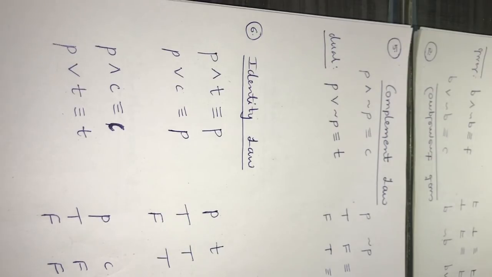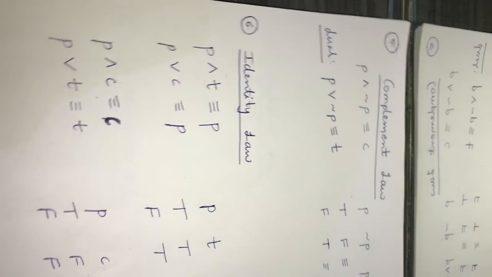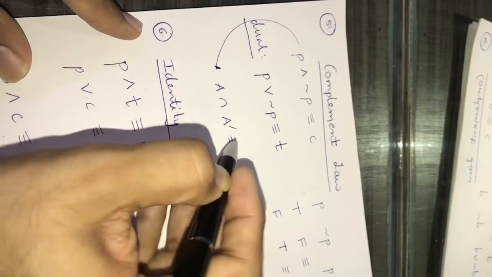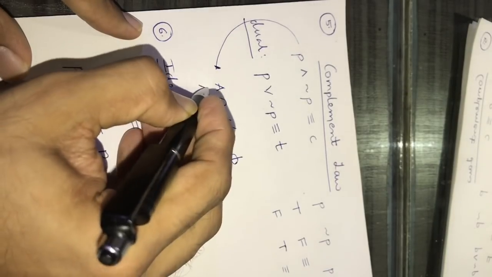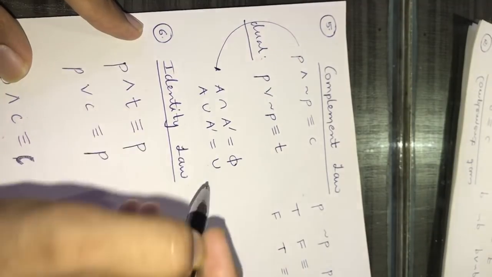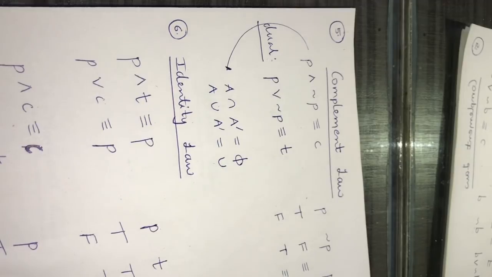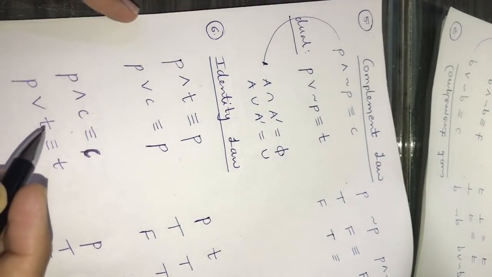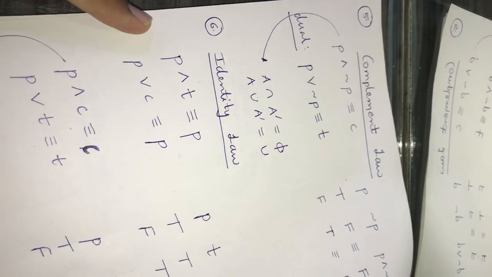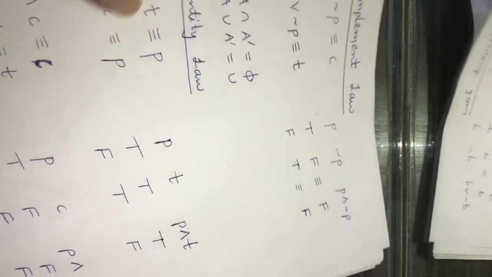Okay, that is called the identity law. We can use this in set theory also. We can show it by set theory. A intersection A dash is a null set. We can say A union A dash is the universal set. These laws also can be shown using set theory notations. So how does this work?